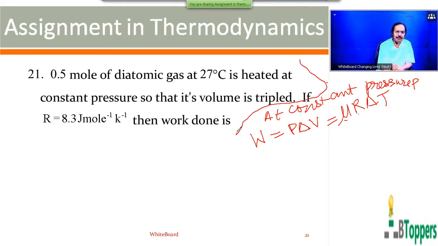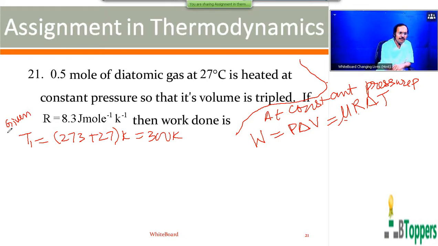Delta T is equal to the change in temperature of the gas, which you can write as final temperature minus initial temperature. You are given the initial temperature of the gas as 27 degrees centigrade. On the Kelvin scale, it will be 273 plus 27, or 300 Kelvin. You are given the number of moles of the gas. The volume is tripled, that is, the final volume V2 is 3 times the initial volume.